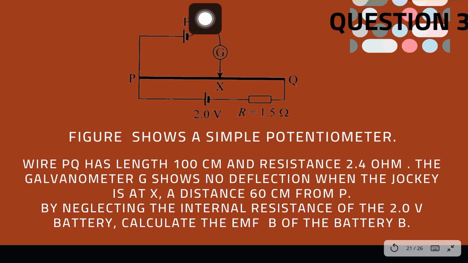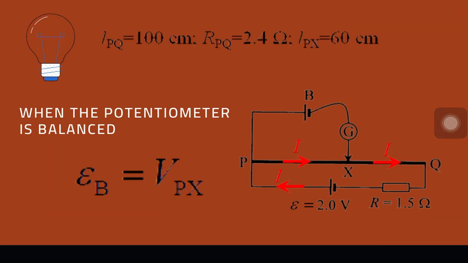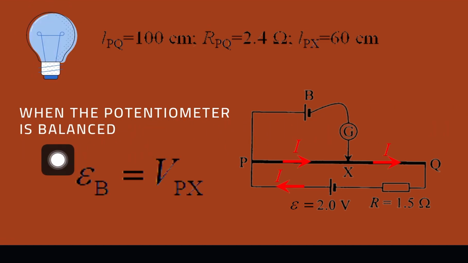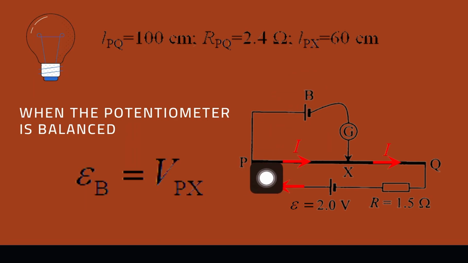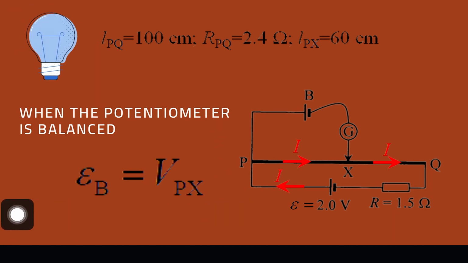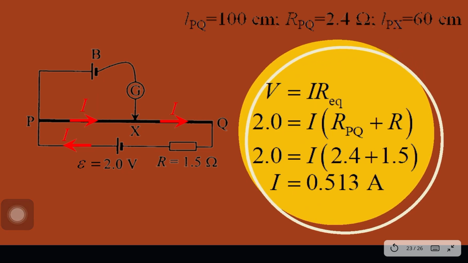So we need to find this EB. This EB is equals to what? So how to find this EMF B? Remember, when the potentiometer is balanced, EB is equals to VPX. So E here is equals to VPX. That means we need to find that VPX.